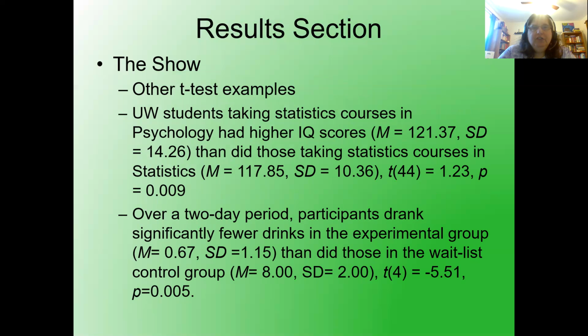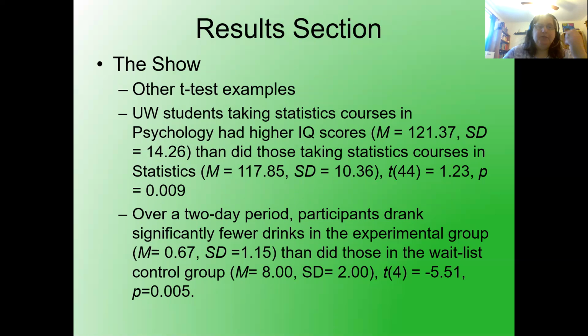UW students taking statistics courses in psychology had higher IQ scores (mean equals 121.37, standard deviation equals 14.26) than did those taking statistics courses in statistics (mean equals 117.85, standard deviation equals 10.36), t(44) equals 1.23, p equals 0.009.